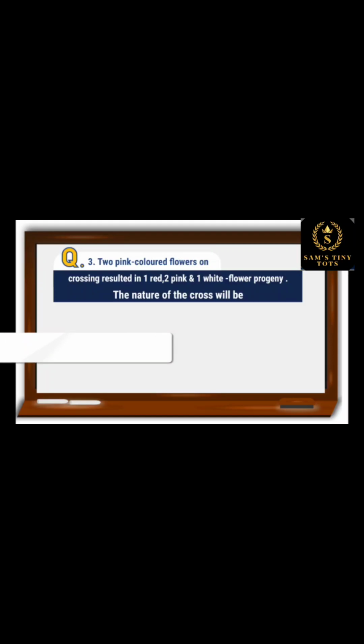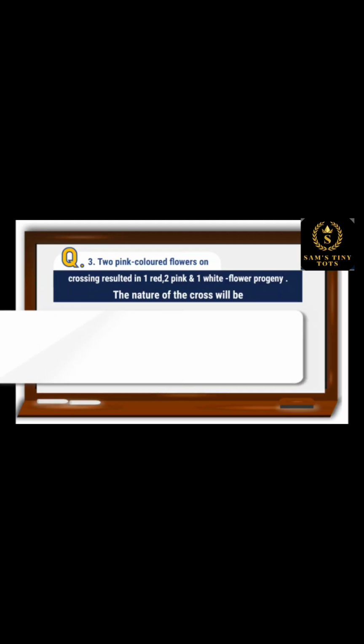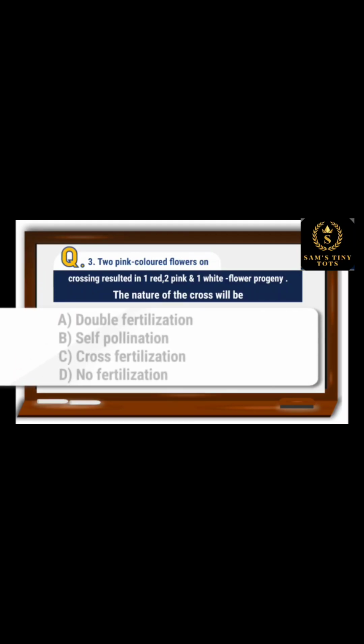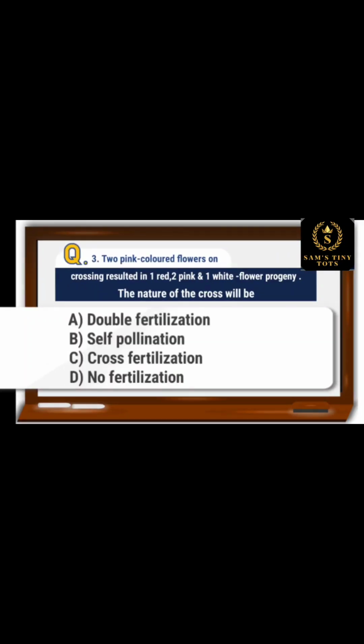3. Two pink-colored flowers on crossing resulted in one red, two pink and one white flower progeny. The nature of the cross will be option A double fertilization, option B self-pollination, option C cross fertilization, and option D no fertilization. And the correct option is option B self-pollination.